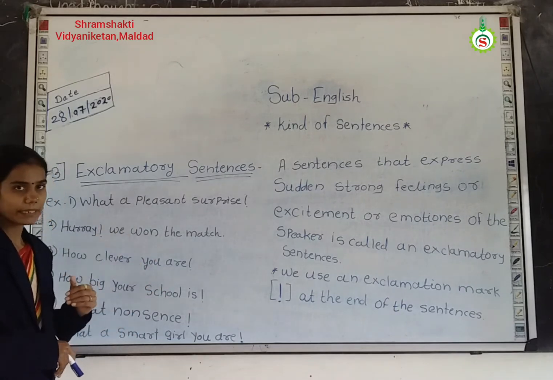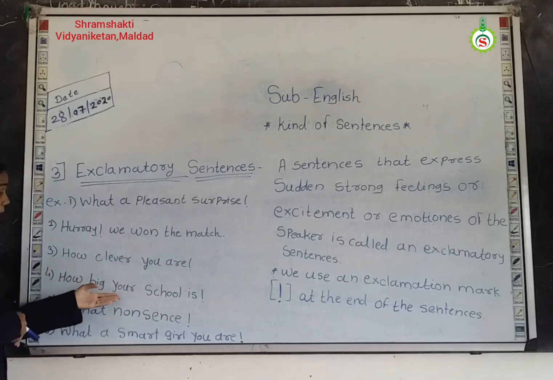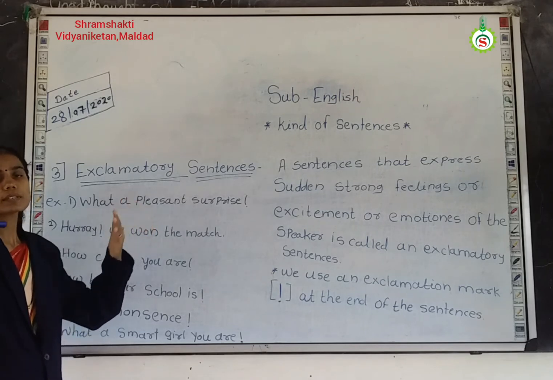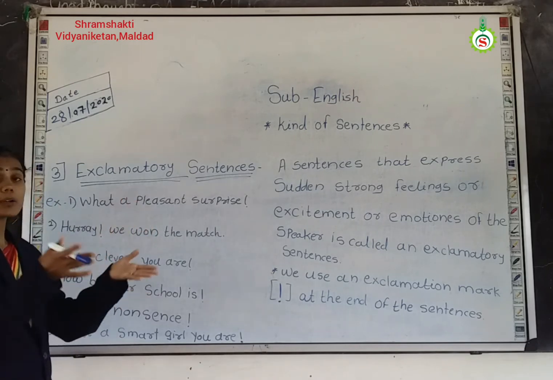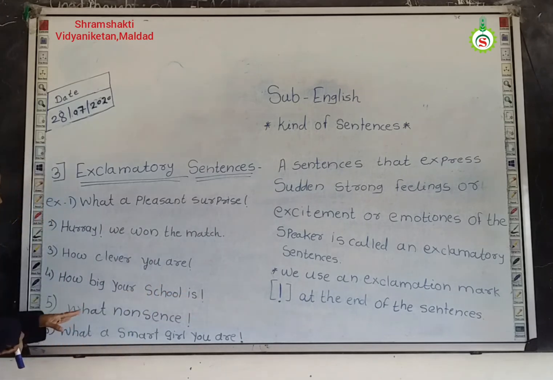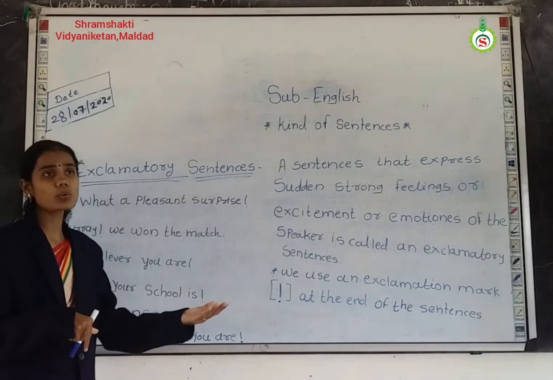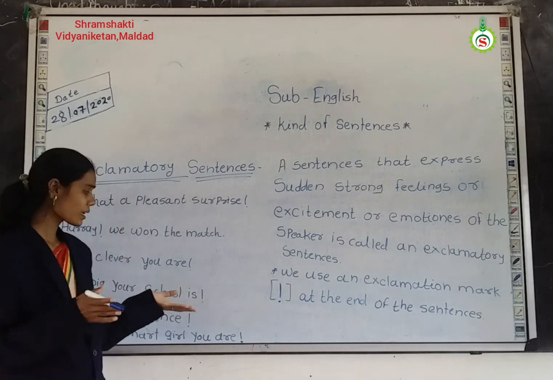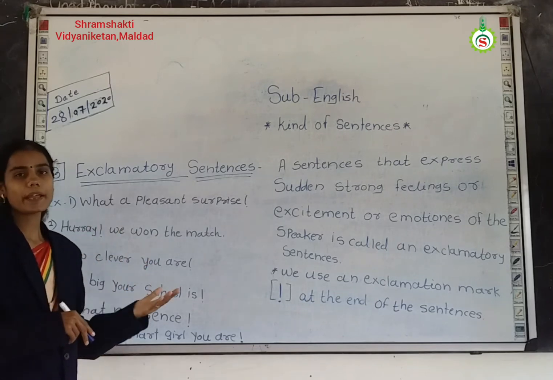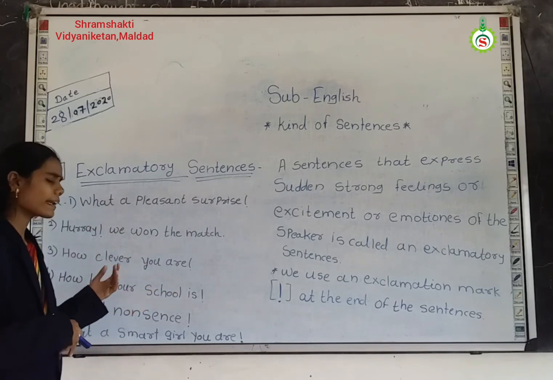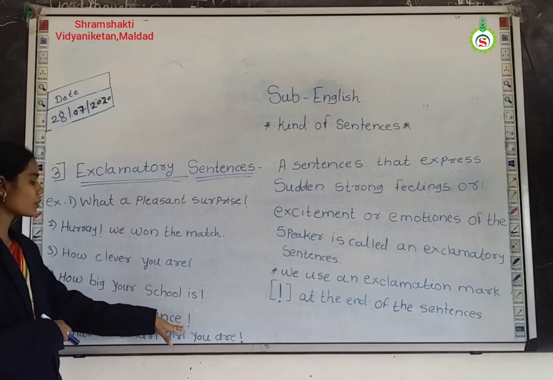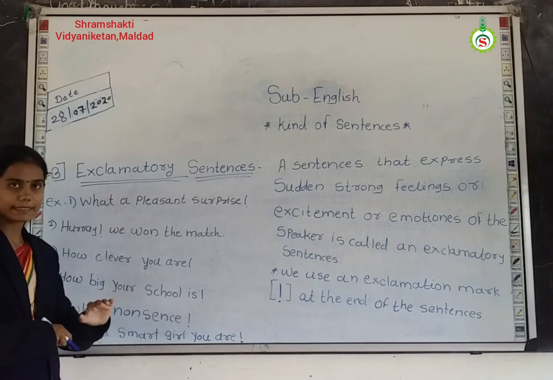So this is an exclamatory sentence. Then: How big your school is! When we see a very big school, at that time your sudden expression is How big your school is! So this is an exclamatory sentence. Then What nonsense means in school, among our friends, if your friend shows bad behavior, bad manners, at that time you say like this: What nonsense! So this is an exclamation. We use an exclamation mark here, and this is an exclamatory sentence.